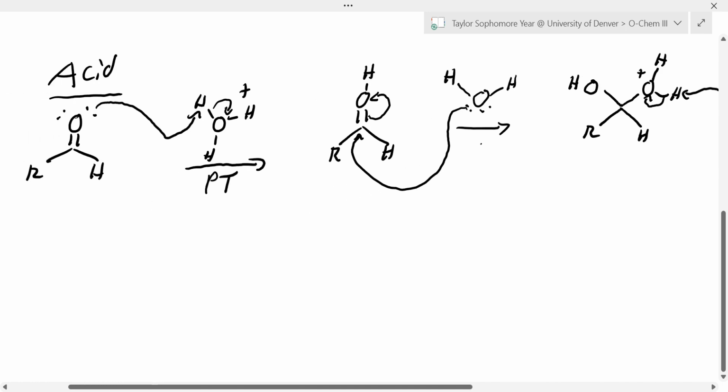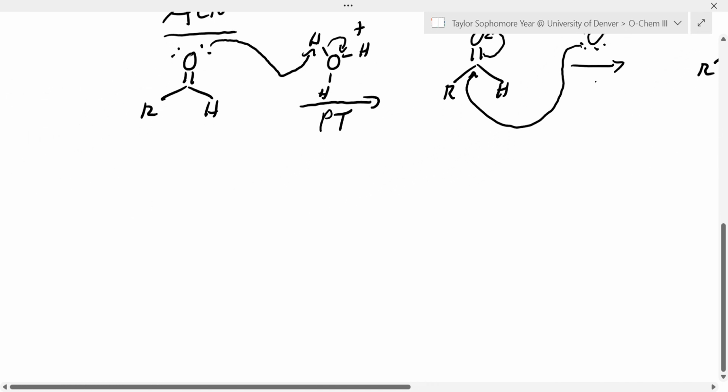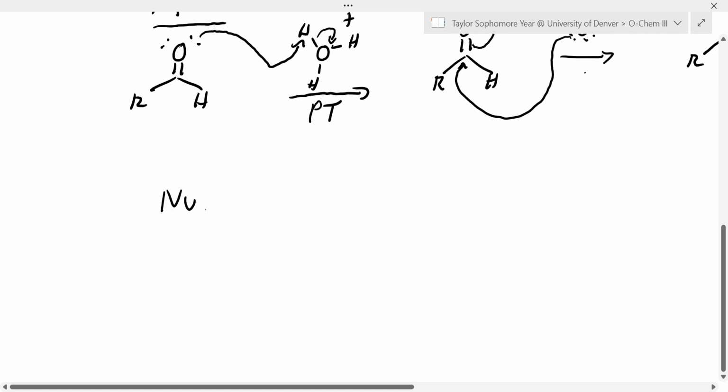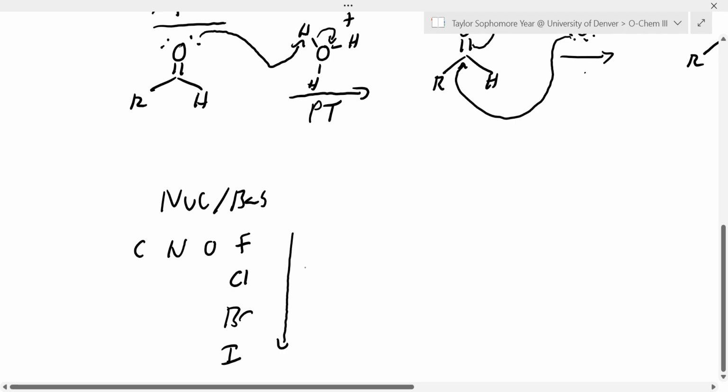So when we're looking at nucleophiles and basicity, in general, look at the periodic table, let's say C, N, O, F, then you have Cl, bromine, and iodine. Nucleophilicity increases going down the periodic table. However, basicity increases going up. At the same time, nucleophilicity and basicity both increase going across the periodic table to the left.